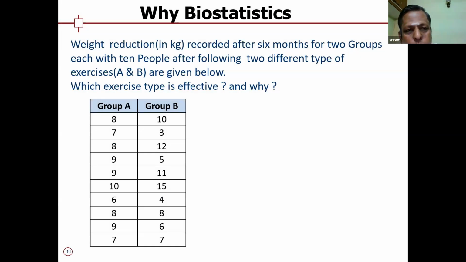Okay, now, why statistics? You can read that these are weight reductions recorded after 6 months for two groups. It's an experimental study. Two groups, each with 10 people, after following two different types of exercises, group A and group B. Which exercise type is effective and why? Just look at the data and tell me which is effective and why. I'll give a few minutes. Look at the data. One at a time, tell me what is your thinking on that?